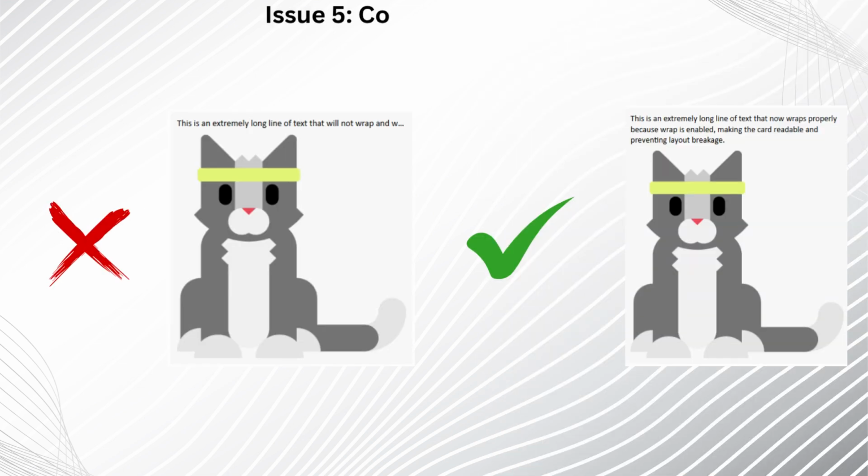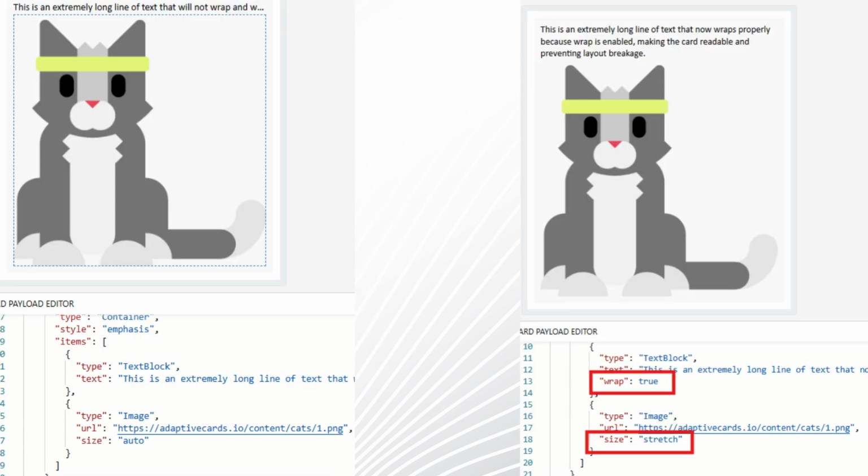Issue 5. Content overflowing container. The last common issue is when text or images extend beyond the container boundaries, breaking your layout. For text content, the solution is to enable wrapping. Add the wrap property and set it to true. This allows long text to wrap to the next line instead of overflowing. For images, ensure proper sizing by setting the size property to stretch. This constrains the image to the container width, preventing it from overflowing.